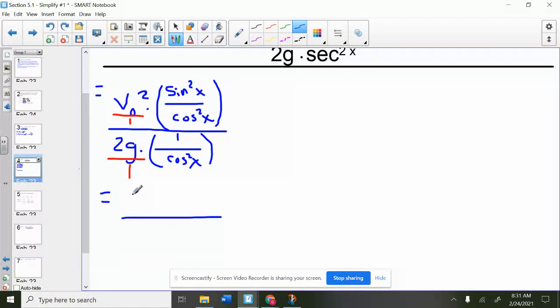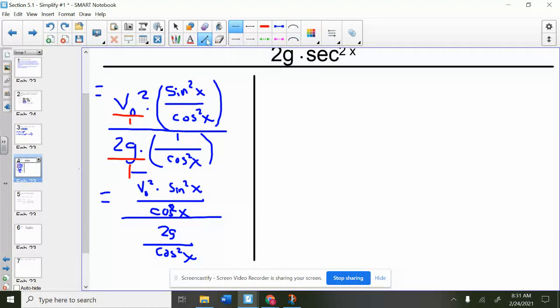Because when I multiply a fraction times a fraction, I multiply across. So these are both my numerators. So this is going to give me v sub 0 squared times sine squared over my denominators, 1 times cosine squared. So I'm just simplifying this top part of my fraction. V sub 0 squared times sine squared, that's that. 1 times cosine squared gives me cosine squared. Then do the same thing at the bottom. I have 2g times 1, well, that's 2g, over 1 times cosine squared, which is cosine squared. So I've got this fraction.